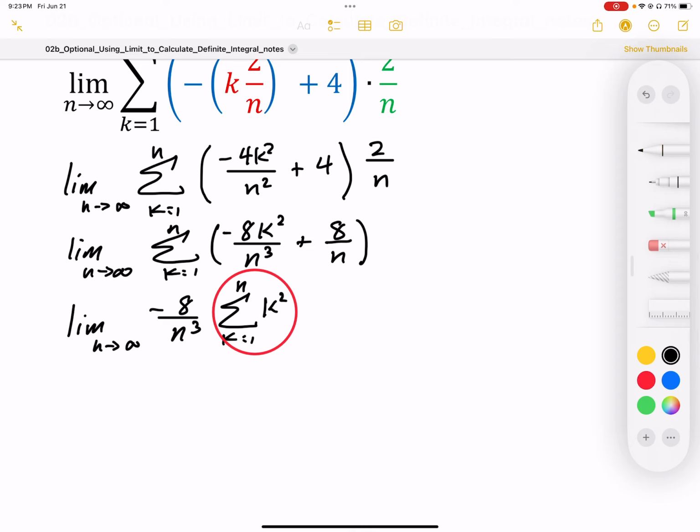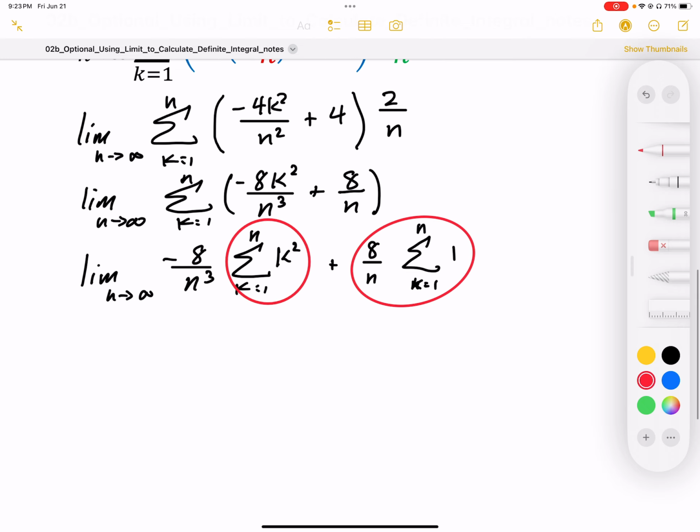And I need to simplify the other part out. So plus, I'm going to factor the 8n out: 8 over n, and I have the sum from k equals 1 to n of just 1. And we already established that one is equal to n, because that's just going to be 1 plus 1 plus 1, n times. Okay, so then I'm going to sum up this formula.